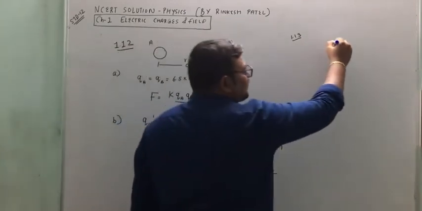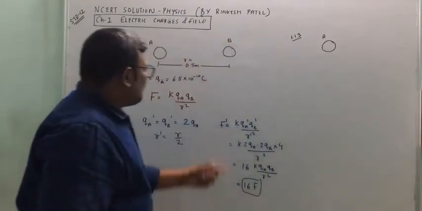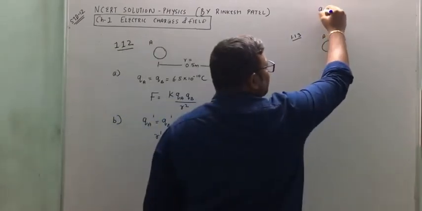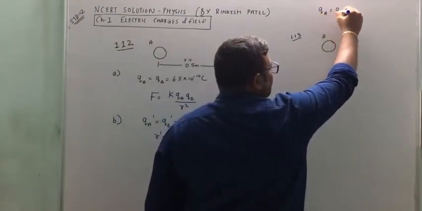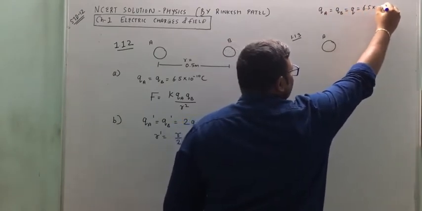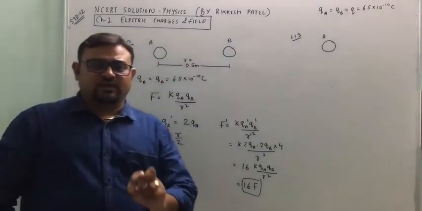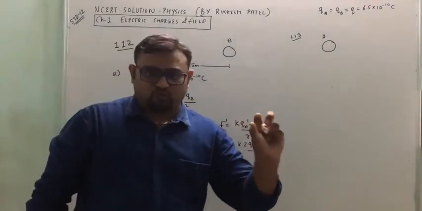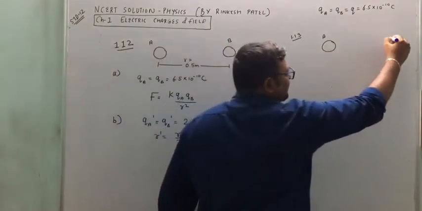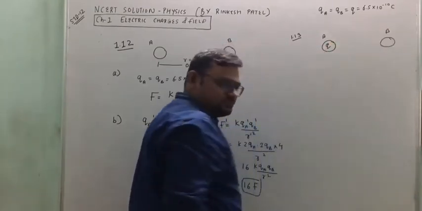So here this is charge A. Now let's assume that QA equal to QB equal to Q. I am assuming initial case QA equal to QB equal to Q equal to 6.5 into 10 raised to minus 10 Coulomb. So for simplicity, I am taking charge QA equal to QB equal to Q. Now what they are doing? They are taking third sphere. This is sphere A. This is sphere B. Sphere A is having charge Q.